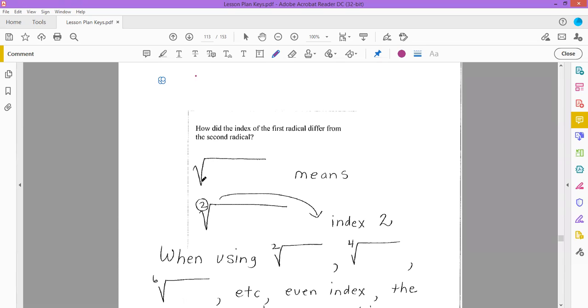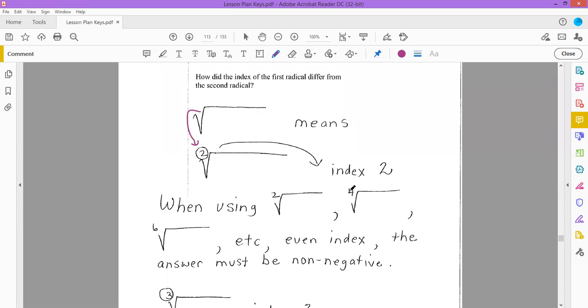Now remember, if you see the square root symbol by itself, it means the square root, but we don't write the 2. Any other root, you will see the number represented. So you would see the 3 represented for the cubed root, or you would see the 4 represented for the fourth root. If you see just the root symbol by itself, again, that means square root.